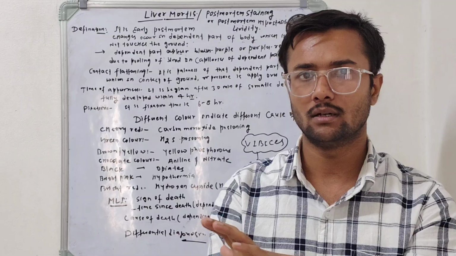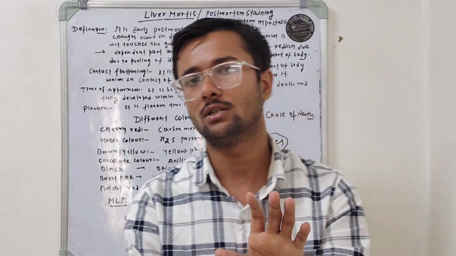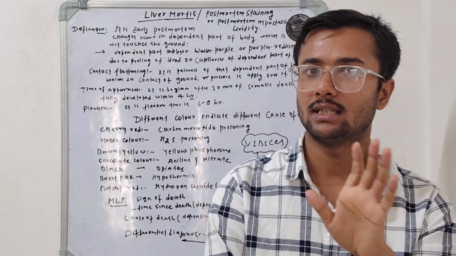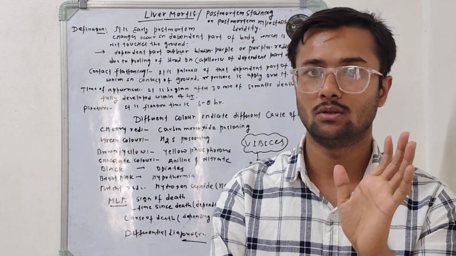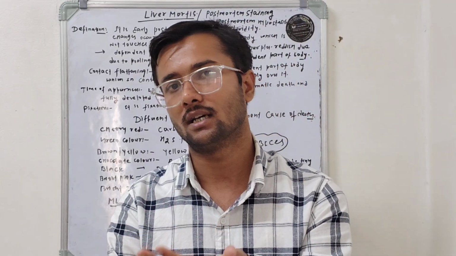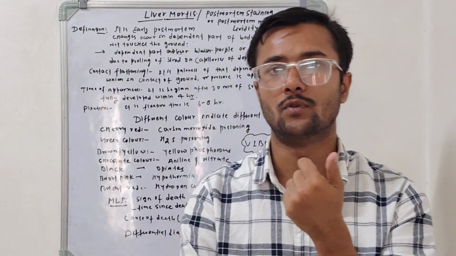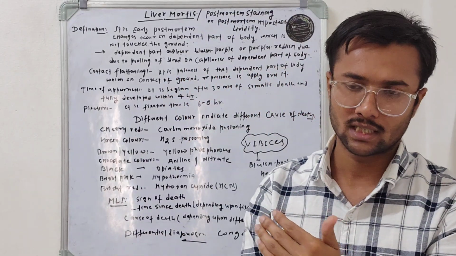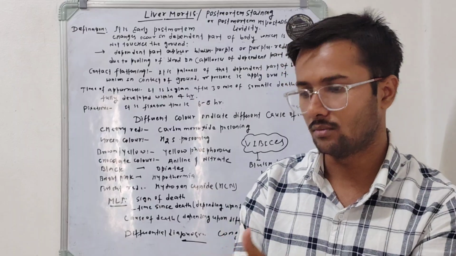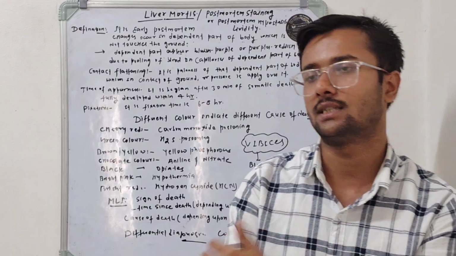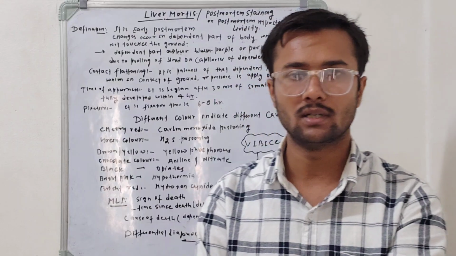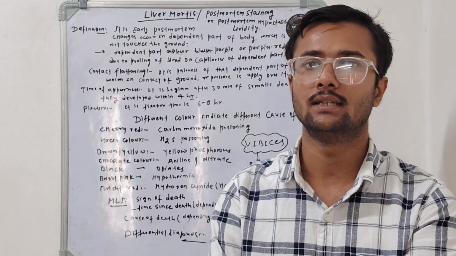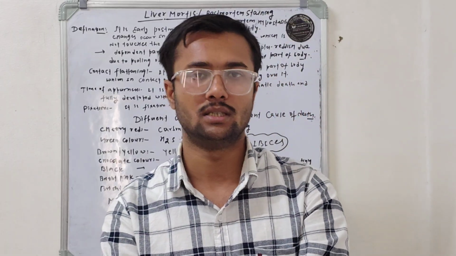But if there is no color change, that means fixation has occurred, and if there is a color change, that means fixation has not occurred. If fixation has occurred, that means the death occurred more than 6 to 8 hours ago, and if fixation has not occurred, that means the death occurred less than 6 hours ago. So this is one of the medico-legal importances of fixation. On this basis we find the time since death.